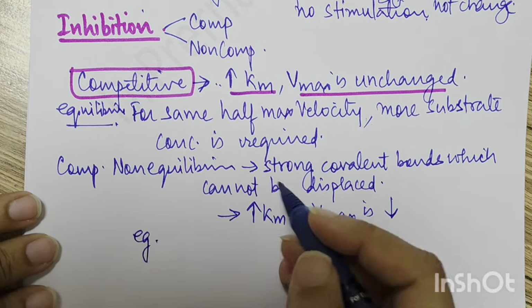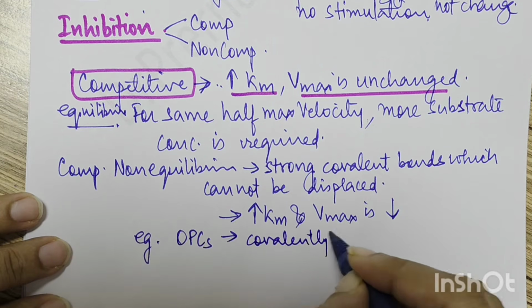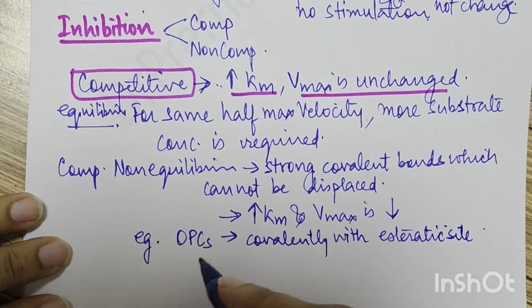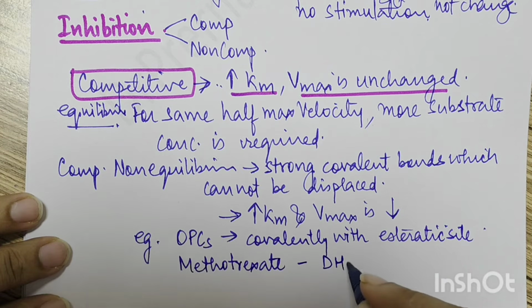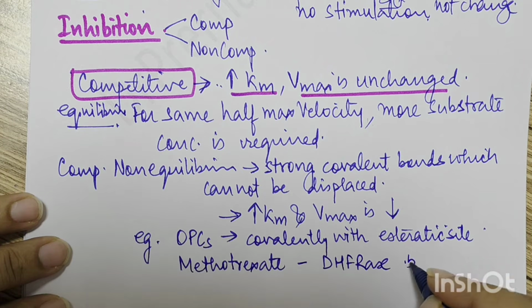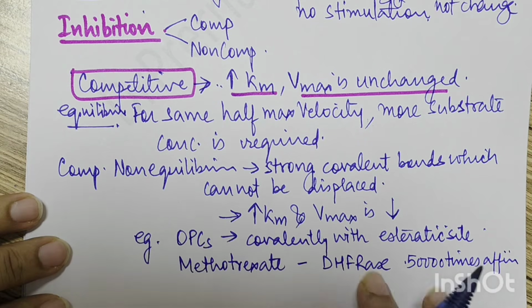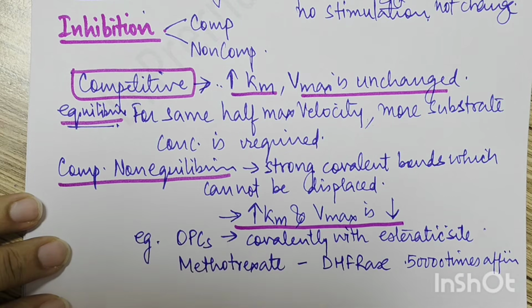For example, here you know OPCs, organophosphate, they react covalently, okay, with the esteratic site of the enzyme cholinesterase. Then another example is methotrexate. It reacts with the enzyme dihydrofolate reductase with 50,000 times more affinity. Okay, so here remember in competitive non-equilibrium, this was equilibrium, Km is increased and Vmax is reduced, right?